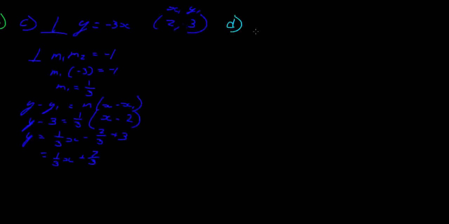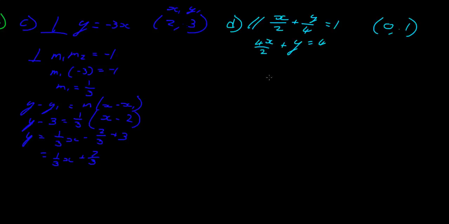Okay, line D says a line parallel to x over 2 plus y over 4 equals 1 and passes through the point 0, 1. So once again, in order to know the gradient of this line, let's get it into gradient form. Okay, so gradient form, we need to get y by itself. So we're going to get rid of this denominator that's sitting under y. To do that, we multiply the whole equation by 4. So we multiply through by 4, which gives 4x over 2 plus y equals 4. Okay, which simplifies to 2x plus y equals 4.